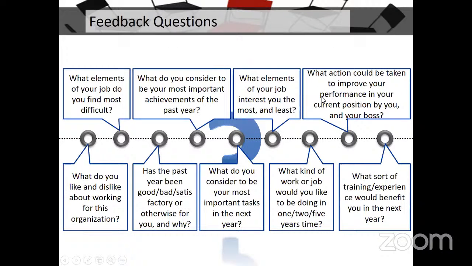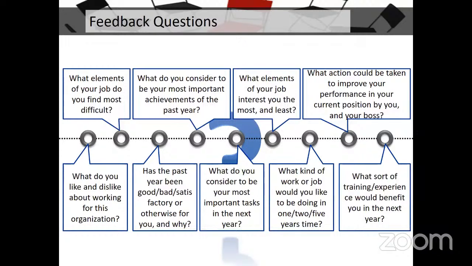You can ask something like, what elements of your job do you find most difficult? What sort of training or experience would you benefit from next year? This helps you in planning your training and development plan for maybe the next year, 2023. What action can be taken to improve your performance in your current position, by you or your boss? Because maybe it is me, or maybe there's something I need more from my boss. There's a gap that I feel I don't have. He's very good in terms of communication. I would want him to mentor me on one or two things.